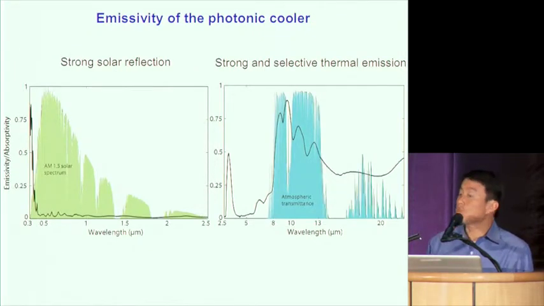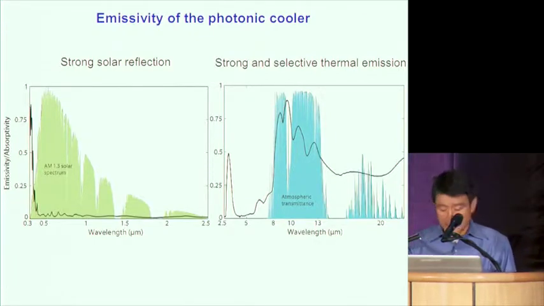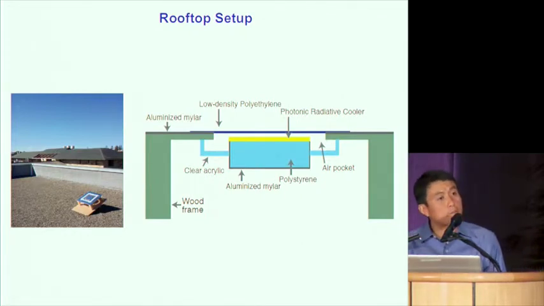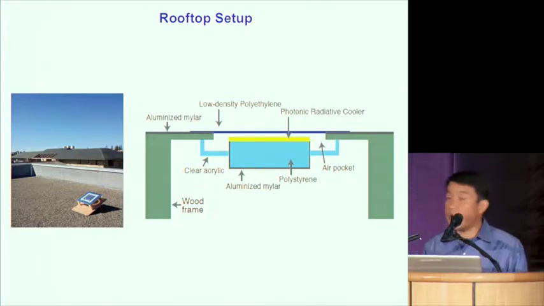So if you measure the spectrum, it has a very strong solar reflectivity, on the order of 97% averaged over the entire solar spectrum. On the other hand, it has an emission peak that's right in the 8 to 13 micron window. So we then bring this up on the roof, the roof of our electrical engineering building at Stanford. It has a flat roof, which is very nice for us. And we build the apparatus to house the photonic radiative cooler.